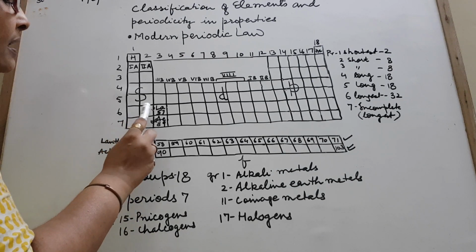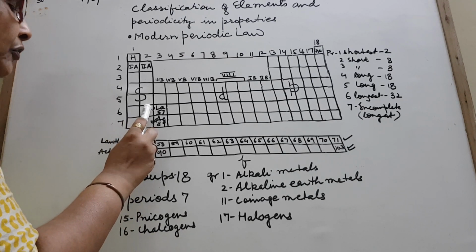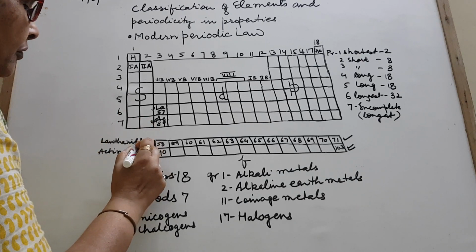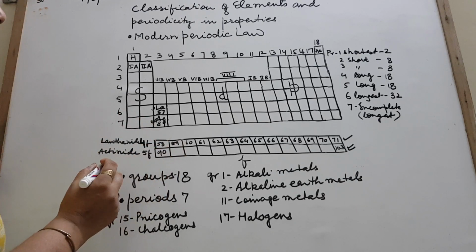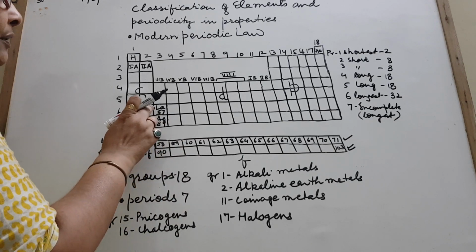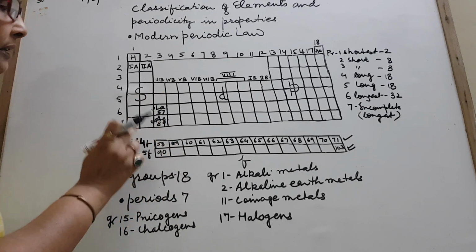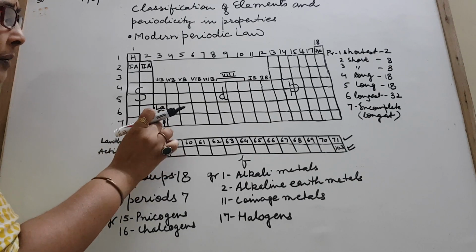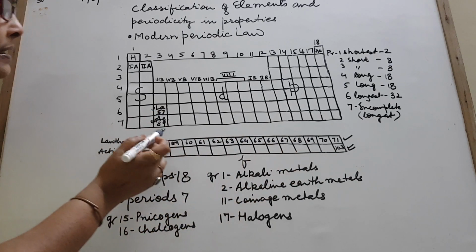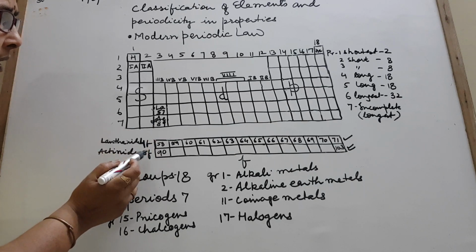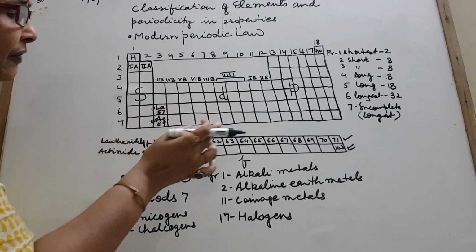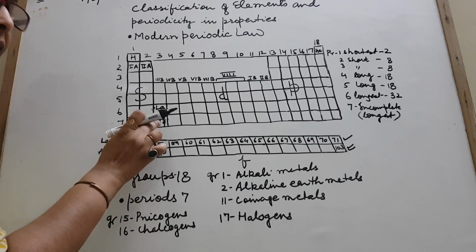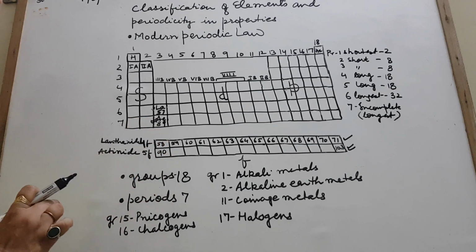In period 6, the electron was entering 4f, so we call it 4f. Because they were after lanthanum, we call them lanthanides. Then here, the 14 elements were from atomic number 90 to 103, since they were after actinium, and the last electron was entering 5f. So they were called 5f elements, and since they were after actinium, they were called actinides.